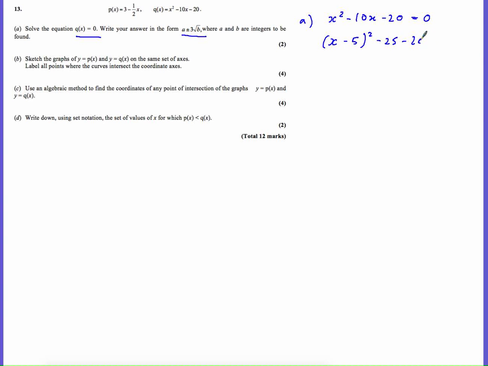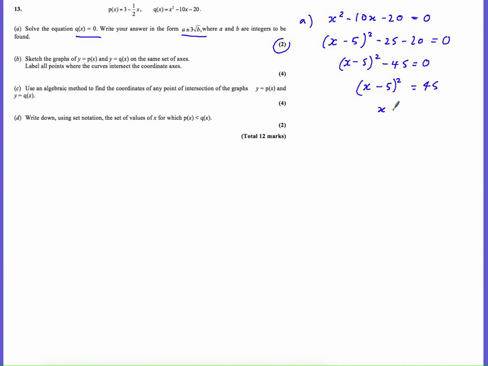Now, you don't get many marks for this anymore because you can do all of this on your calculator. So that's why you don't get much credit for it. But you do need to be able to complete the square anyway, so it's always worth practicing. So minus 5 in there, take away the 25, put those two together. Get the 45 on the other side.